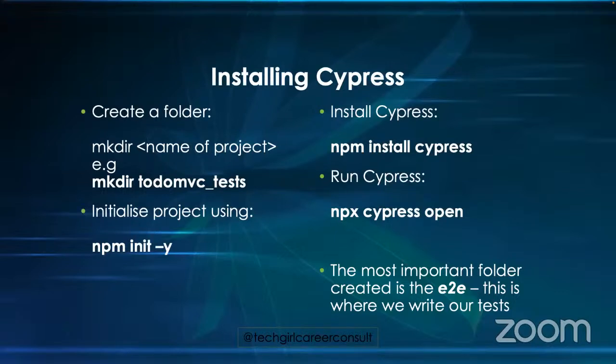And then once we've initiated a project using npm init -y and it's created a package.json file for us, the next thing we need to do is install Cypress. We are going to be installing the latest version of Cypress, and we're going to be using the same npm command. So that's npm install cypress. And this is basically going to install the latest Cypress version on the project.